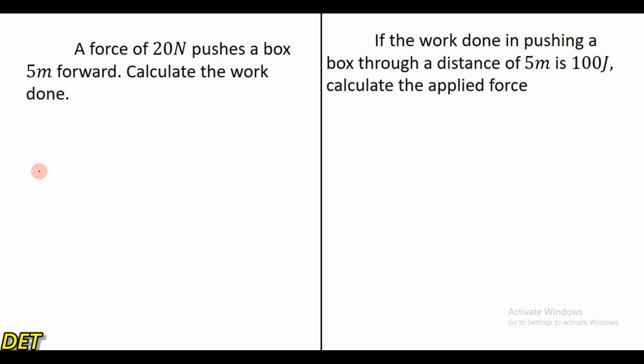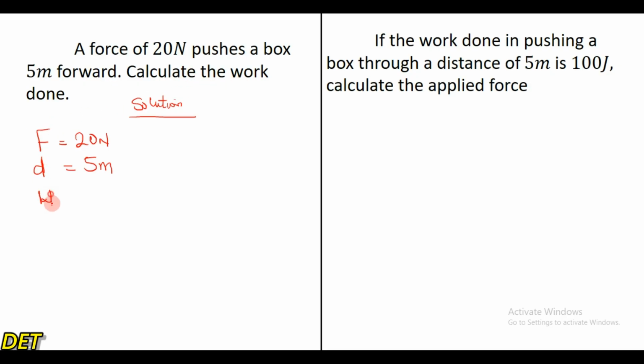So let's look at an example. A force of 20 Newton pushes a box 5 meters forward. Calculate the work done. So the first thing I would want to do here is to fish out the parameters. The force is equal to 20 Newton. The distance, 5 meters, represents the distance it pushes the box forward. So distance is equal to 5 meters. The question is calculate the work done.